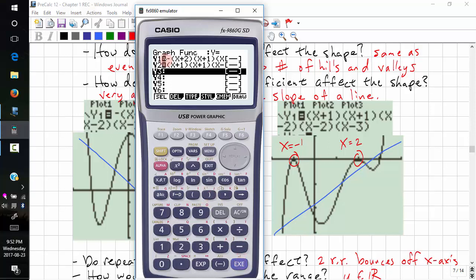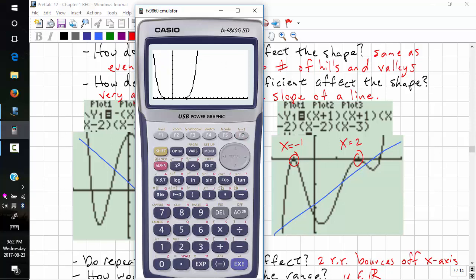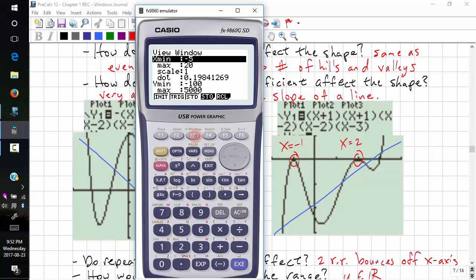Okay, both of these have a black mark beside it, so that means it's going to draw both. And I'm going to reset the window. And standard is negative 10 to 10, negative 10 to 10. And you should start with this and then expand or contract the domain and range as necessary.